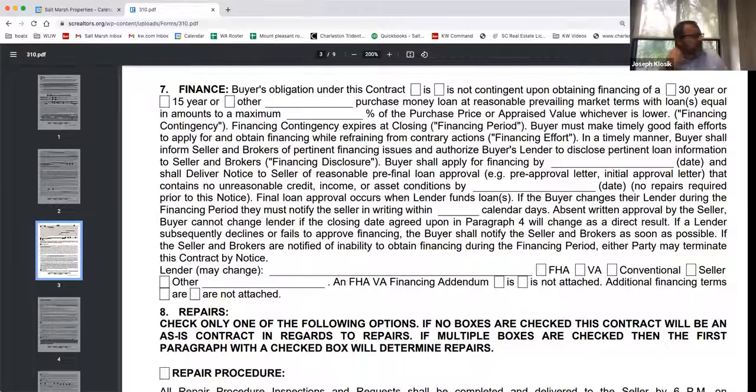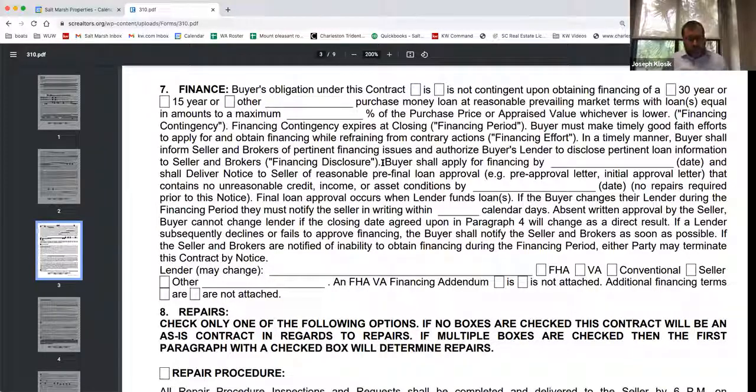All right, financing, paragraph 7. Paragraph 7 is where the buyer is going to say what type of financing they have and whether or not the contract is contingent upon the financing. They can have a 30, 15 or other loan, maximum amount of X percent. Don't leave any of these blank. You want to protect your buyers.